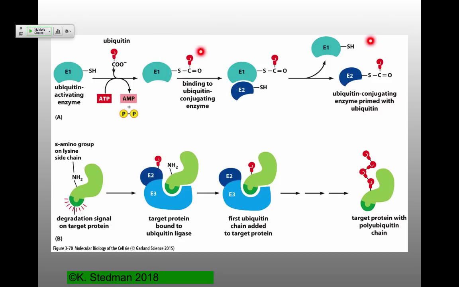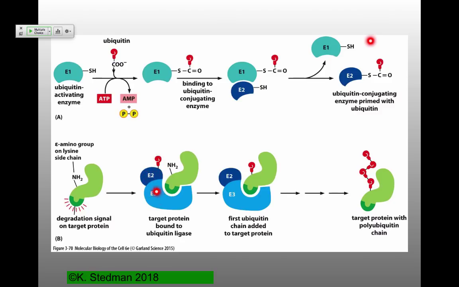Now this activated intermediate interacts with the E2 protein. This is the protein which is going to add the ubiquitin to your green protein, the target protein, which is going to get changed. This is basically just the transfer of the activated unit from E1 to E2. The reason that this happens appears to be that E2 can interact with E3.